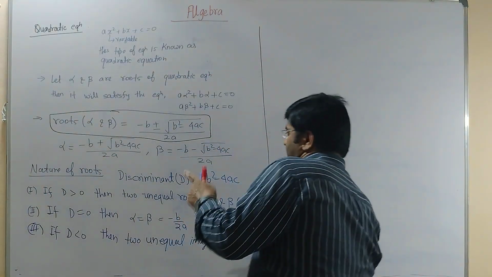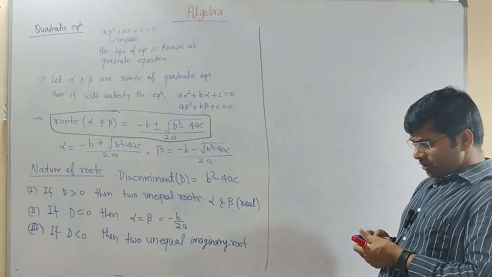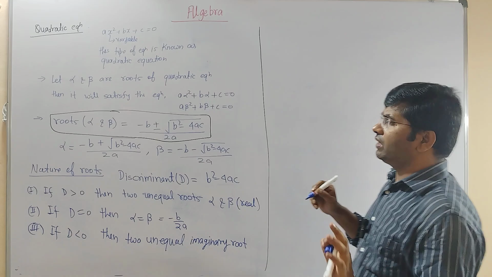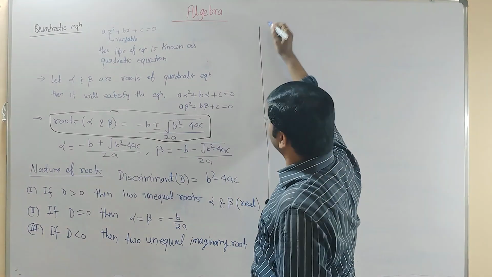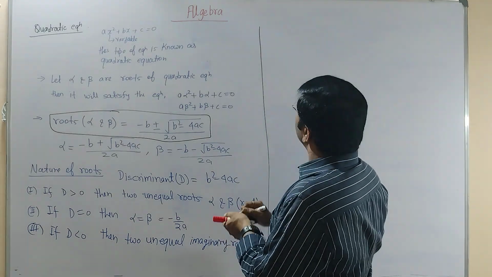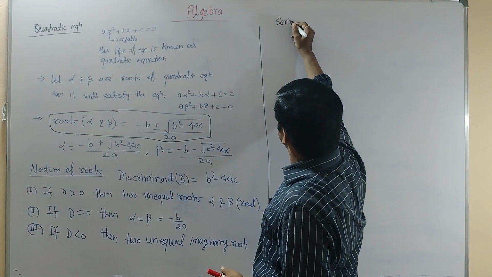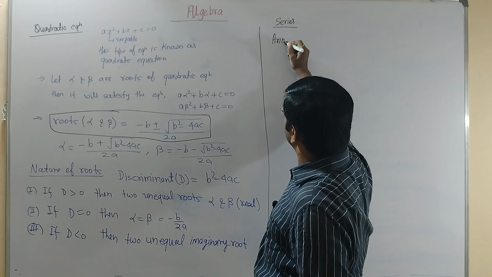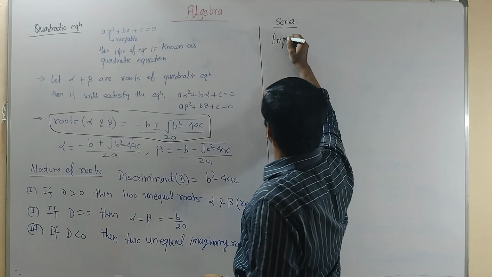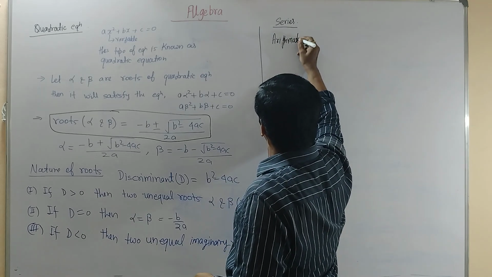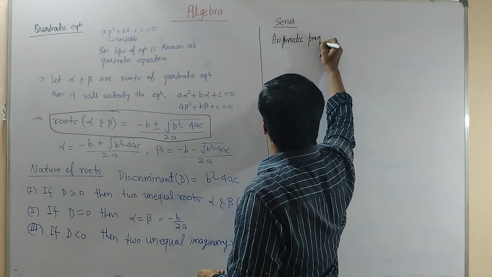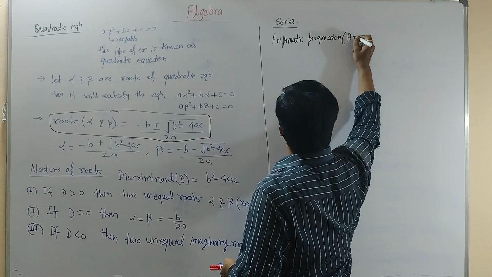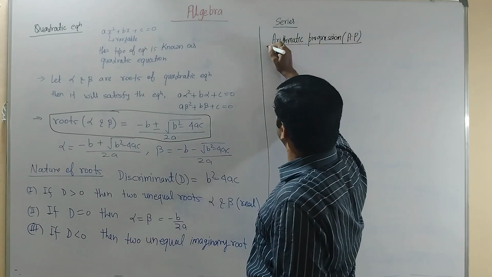So this is about quadratic equation, okay. So we will study a little bit about series, okay. So in series mainly AP and GP, okay. So here in series we learn about arithmetic series, arithmetic progression. Arithmetic progression series is also known as AP, okay.